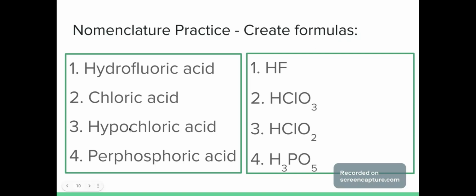And now next we have hypochloric acid. And remember, chloric acid had 3 oxygens, so hypochloric is going to have 2 oxygens. And then, of course, the charge will cancel out again, you'll have HClO2.